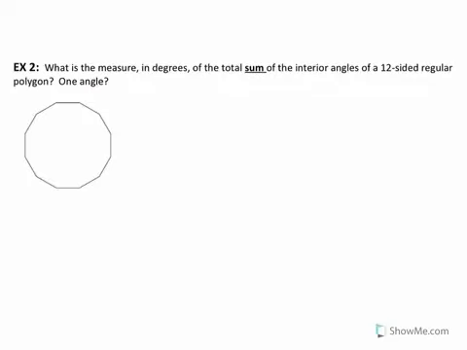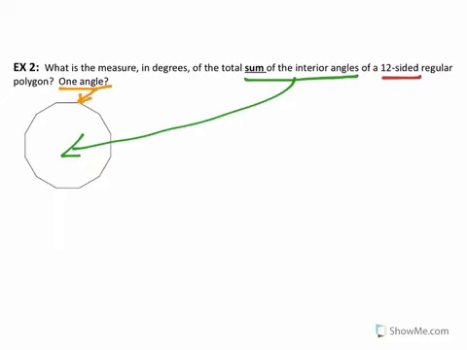Number 2, what is the measure in degrees of the total sum of the interior angles? Let's use the same color. So we're looking at a 12-sided shape. And again, we want to know what one angle is. So remember, the sum is everything in the middle, and the one angle is talking about just each of these corners.